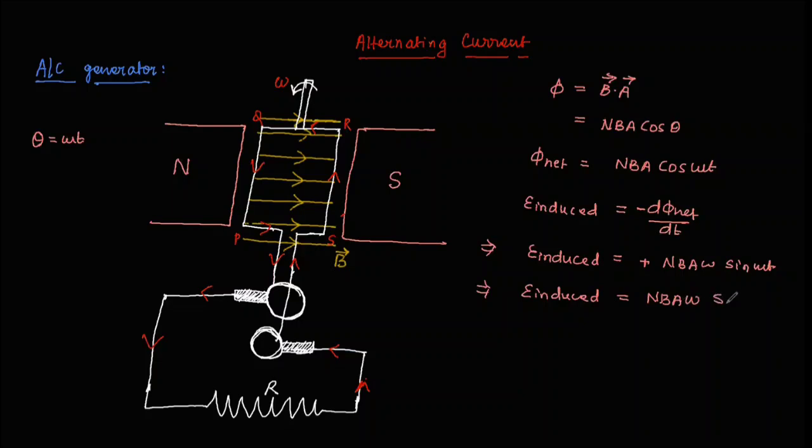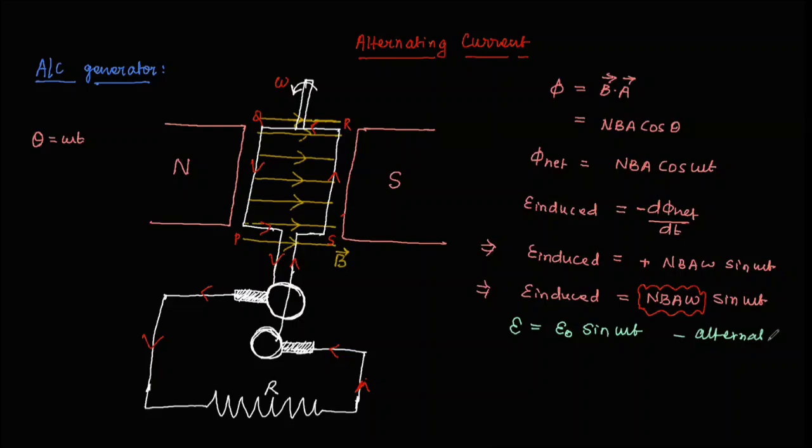NBA omega sin omega t. ये वाला जो टर्म है हमारे पास NBA omega, this is written as E naught. तो अपने लिख देते हैं E as a function of time is equal to E naught sin omega t is an example of alternating voltage.